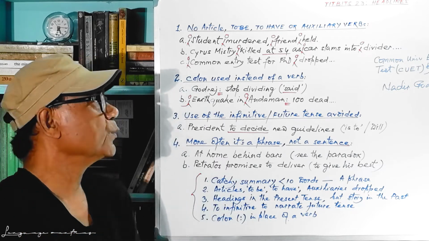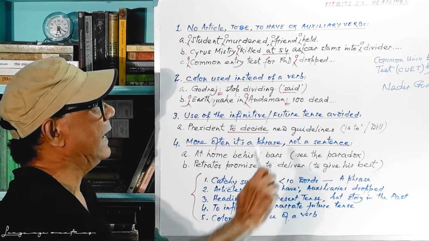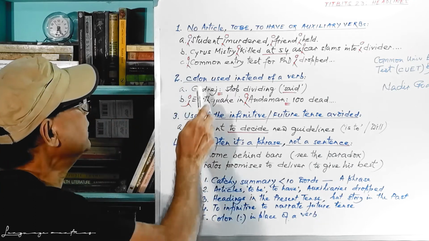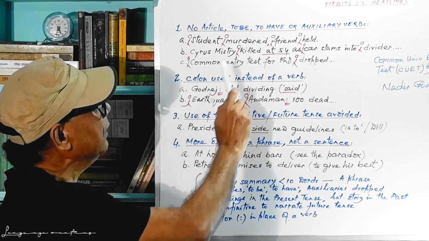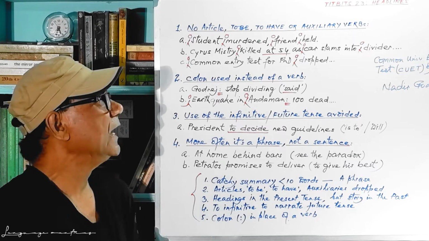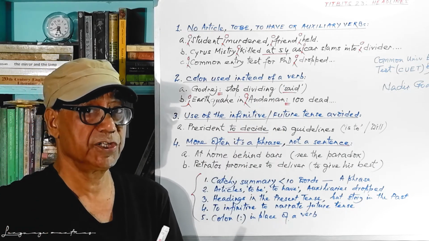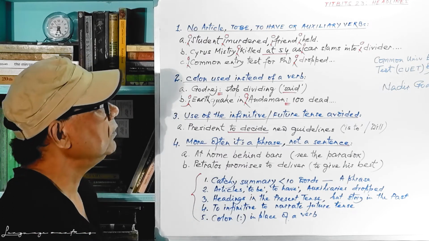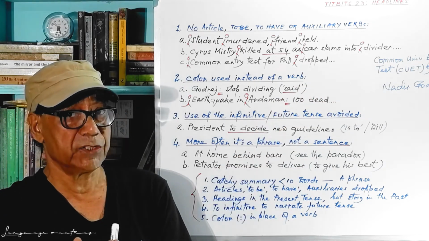Come to number 2. Cyrus Mistry killed at 54 as car slams into divider. The same thing here. Cyrus Mistry is the name of an industrialist. Killed means is killed. That means dies. At 54, at the age of 54. So Cyrus Mistry did not kill anybody. He himself dies at the age of 54 as his car slams into a divider.